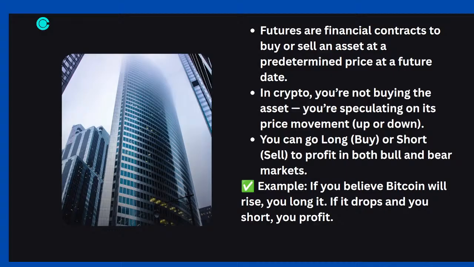So basically, this is a very good example of a trade. A lot of you might be anticipating to trade futures, but you don't have the skills on how to do this. So today I'll be going much deeper on how you can navigate all these. If you believe Bitcoin will rise, then you long it. If it drops, then you short it. So you'll profit in either direction. That is a good example of futures trading.